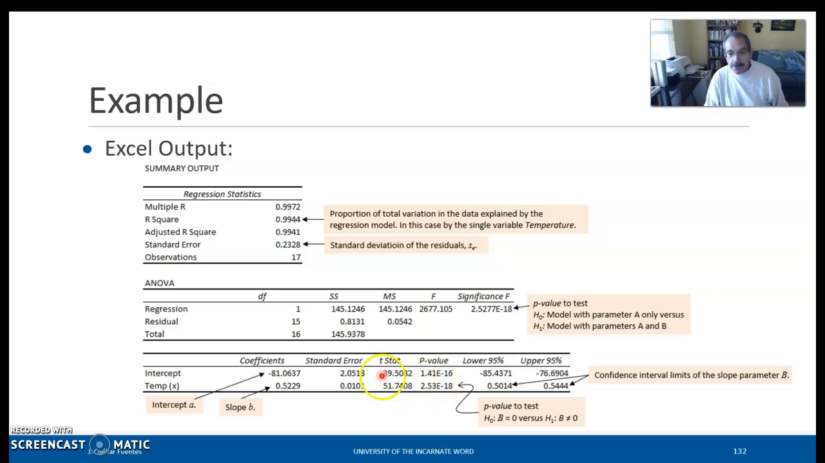All right, so now in this lower table, here is the value of the intercept A, and here is the value of the slope B. And then here's the test statistic for this hypothesis that the slope parameter is 0. But more importantly, here's the p-value for this test. So you see that this p-value is very, very small. So you will reject the null hypothesis and say that the slope is not 0. And here are the confidence interval limits for the slope parameter B, right here. And these are 95% because that's what we told Excel that we wanted.